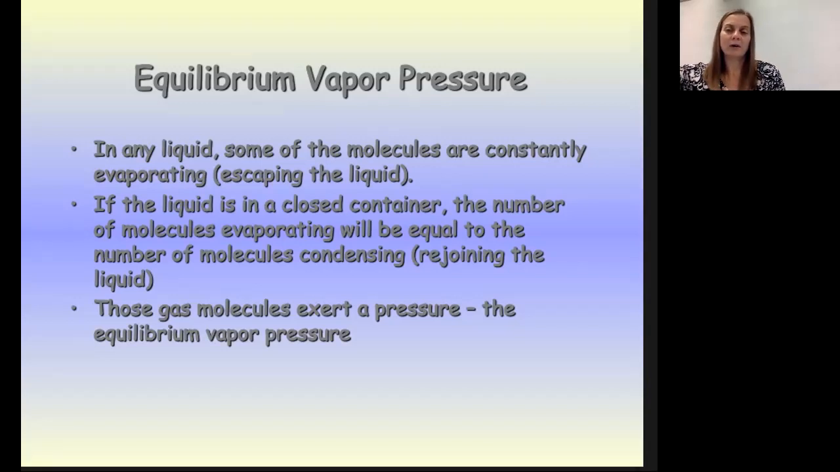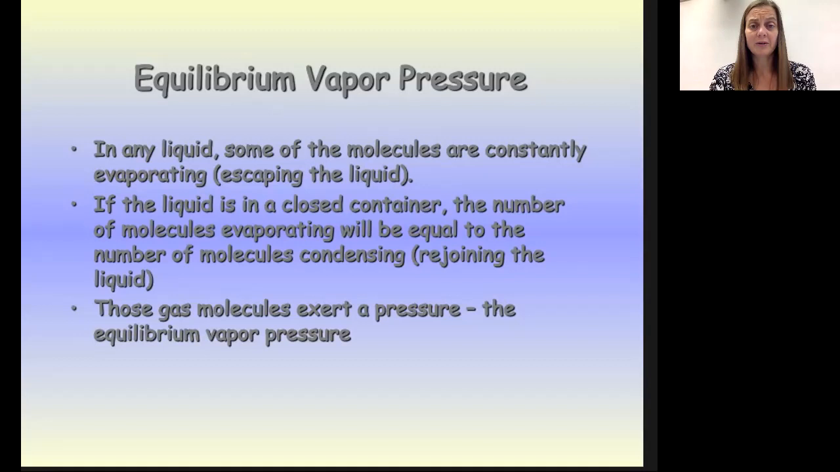So if we take a water bottle and take a look at it, I don't know if you guys can see this, you can see that there's some condensation here on the side of the water bottle because as it sits, water evaporates and then it recondenses on the surface of the water bottle. And so that's equilibrium vapor pressure. Now those gas molecules, before they recondense, they exert a pressure. And that pressure is what we call equilibrium vapor pressure.